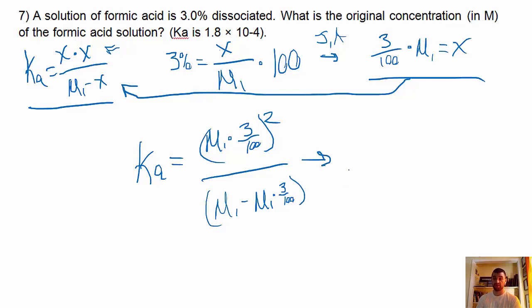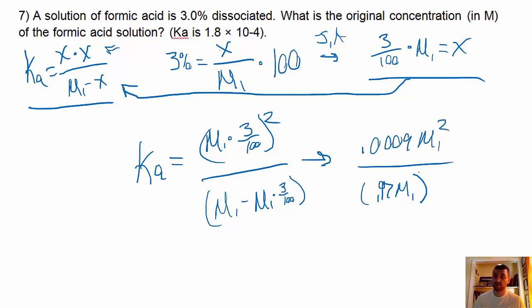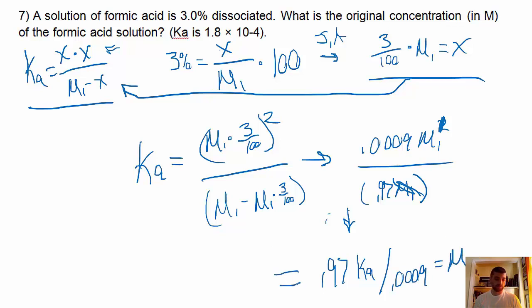Now, let me combine like terms. All right, so this bottom one is just going to be 0.7 of my original concentration. I'm sorry, 0.97 of my original concentration. And what's going to happen when I have 0.0009 M1 squared up top? Well, I've got M1 squared divided by M1, so I'm going to get M1 to the first power up top. Now these are just numbers, right? So now I just have to get M1 by itself. So I have to do a little more algebra. I get 0.97 times the Ka, which gets rid of that denominator, divided by the 0.0009, gives me M1, which equals 0.194.